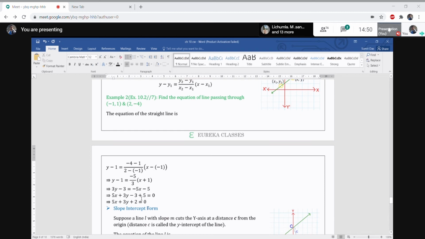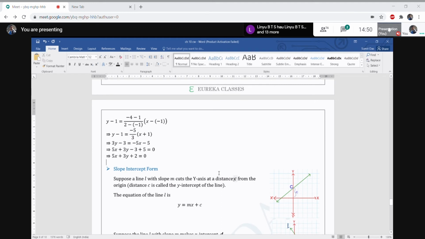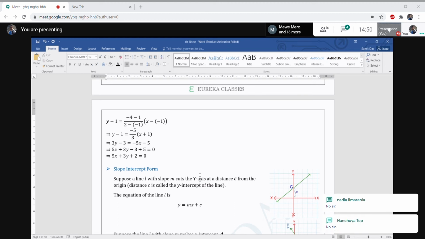Okay, any doubt regarding this two-point form? If there is no doubt, I'm going to the next part, which is slope intercept form. Okay, what is slope intercept form?